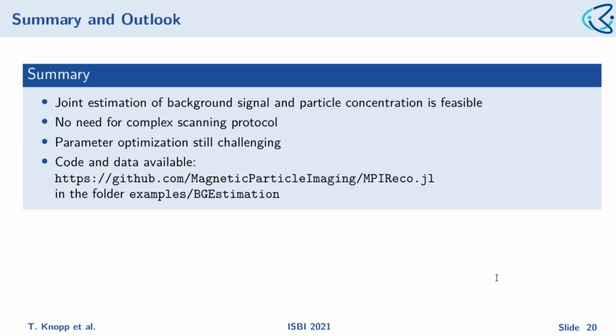In summary, we have proposed a new method for background correction in magnetic particle imaging. It has the big advantage that it can be applied to any MPI measurement sequence and does not increase the complexity of the imaging protocol. Parameter optimization is certainly a challenge for the practicability of our method. The code and data is openly available on GitHub, where we integrated the algorithm into our image reconstruction package, MPI-Reco.